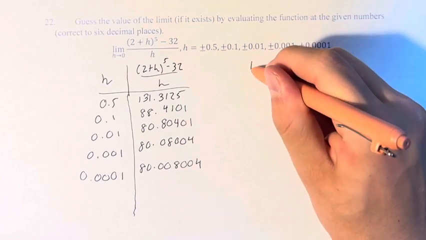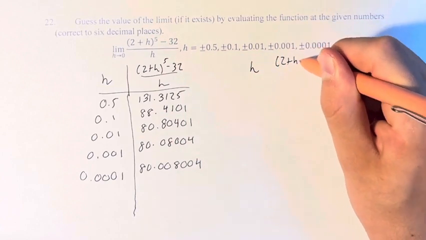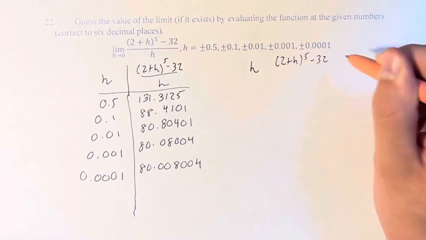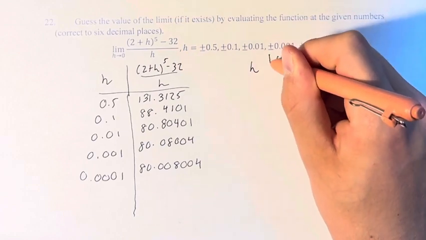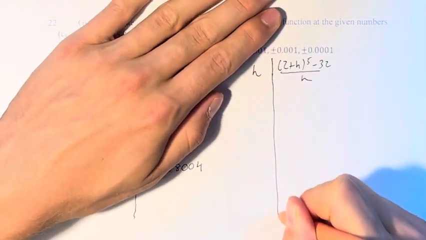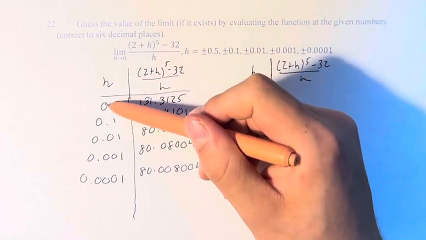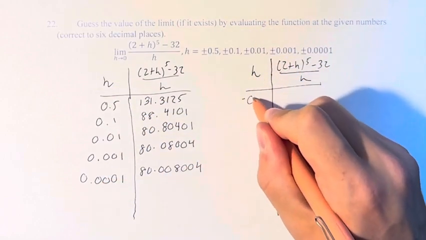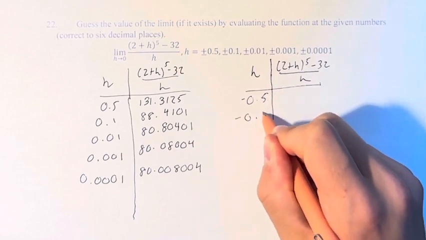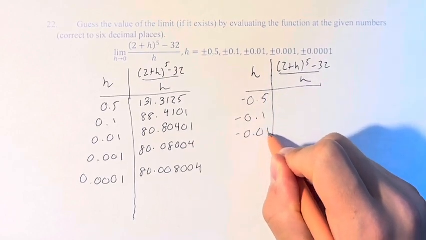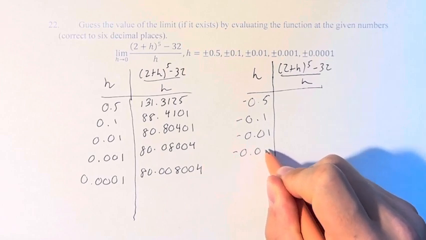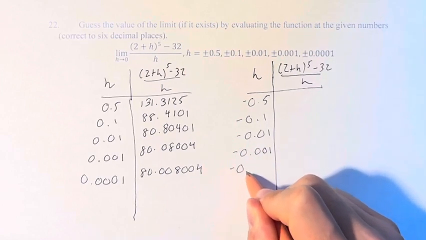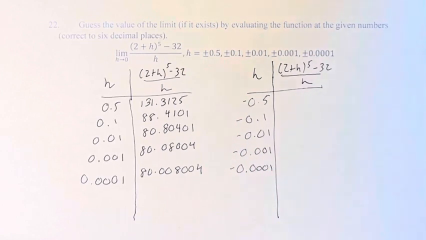Now we have to try the negative values. Again, just plugging them into the same fraction. We do this because these are the values of h approaching 0 from the right. We also have to try it from the left. So negative 0.5, negative 0.1, negative 0.01, negative 0.001, and negative 0.0001.